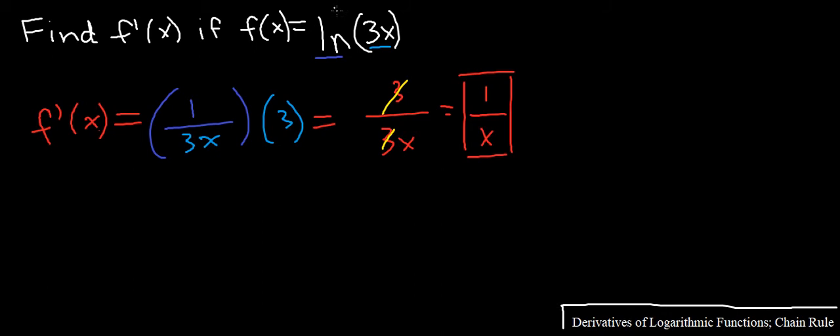The derivative of the outside is the natural log of x, so that's 1 over x, but the inside is going to remain unchanged, so it's just going to be 1 over 3x times the derivative of the inside. The derivative of 3x is simply just 3. You're going to get yourself 3 over 3x, or that simplifies down to 1 over x.